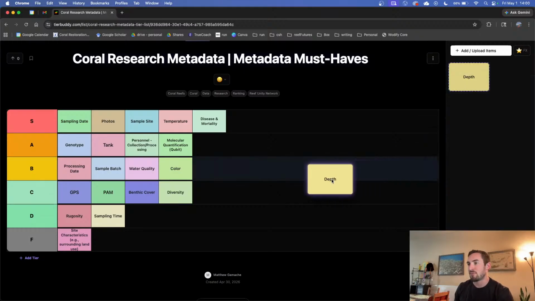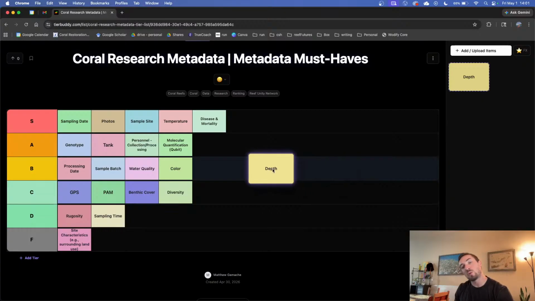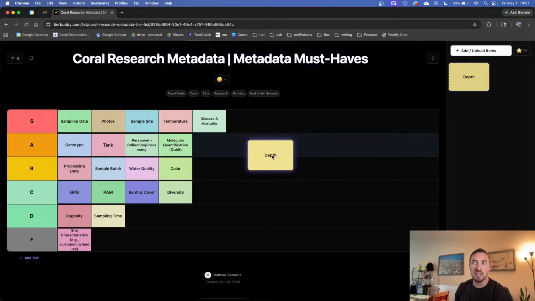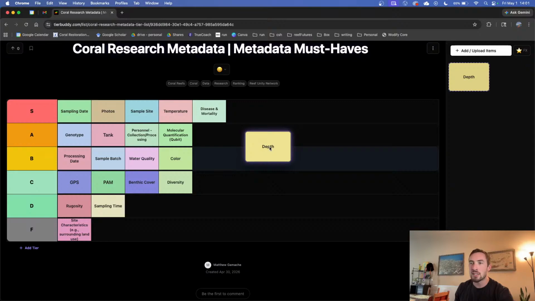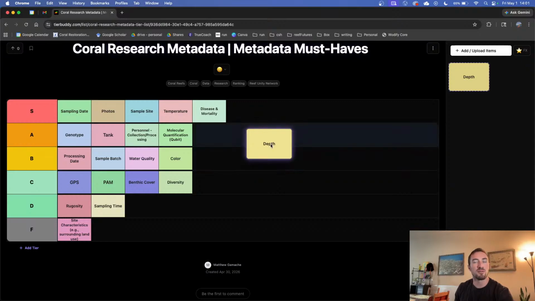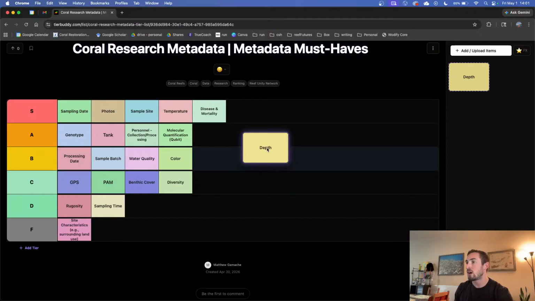Lastly, depth. So depth of your corals, depth of your samples, like I was collecting sediment samples, what depth did you collect at? I'm in between A and B on this one. I don't think it's ultra critical. It's certainly not S tier, I don't think, but it does have implications for light levels, for physiology. I'm thinking of a lot of different reef things here. Like for microbial communities, depth does matter.